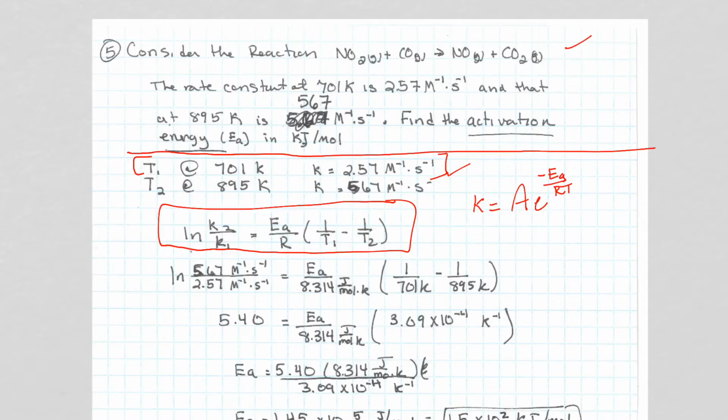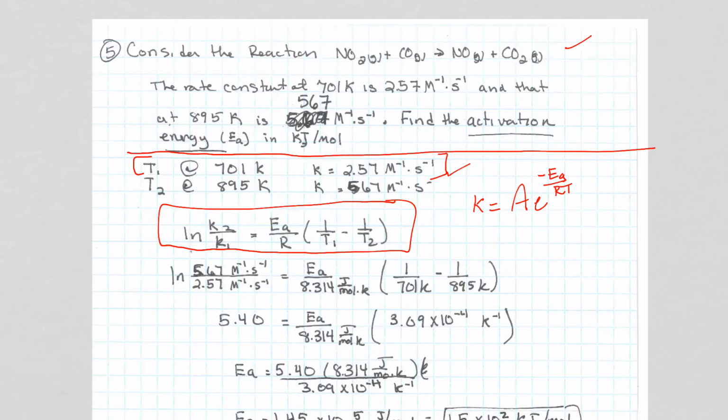Now, of course, we could also do problems where we find one of these temperatures, or one of these rate constants, if we already know the activation energy. But this is a common type of problem that we see. So like all problems, right, it's just a matter of knowing what you know, plugging it in, and solving it. So notice we have K2 and K1. So we plug in our two rate constants like this.